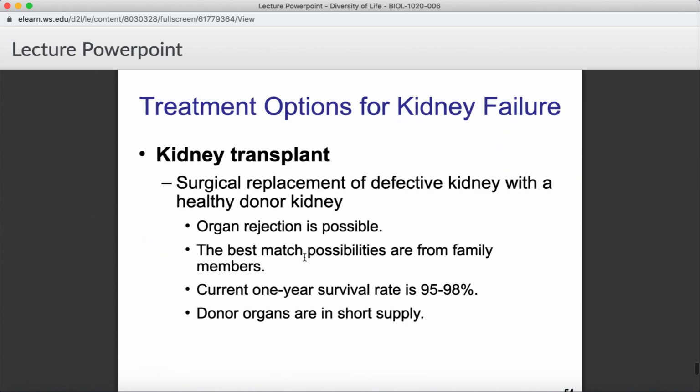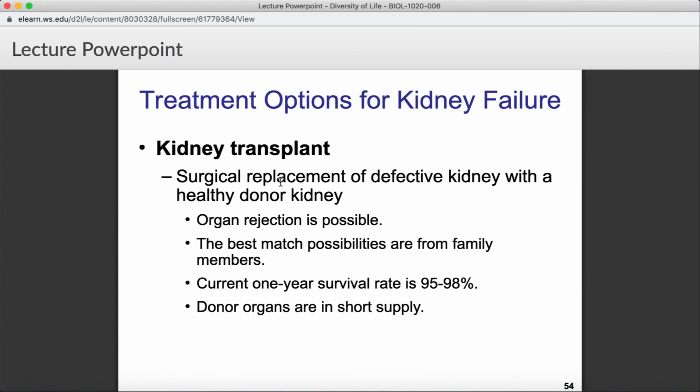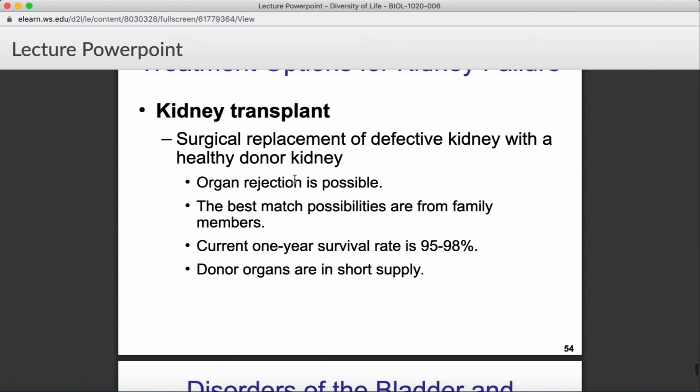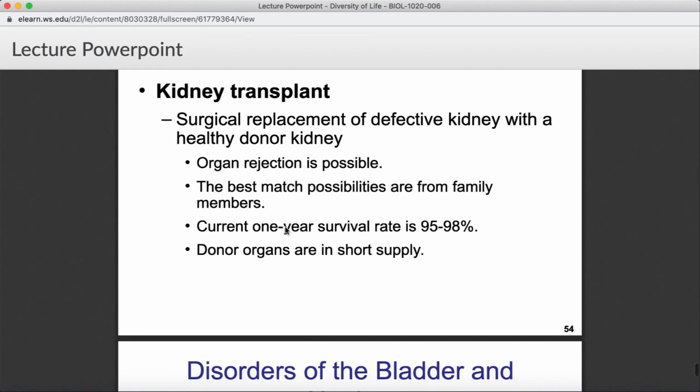Kidney transplant. You can surgically replace the defective kidney with a healthier donor, but organ rejection is always possible. Best possible matches are frequently from family members, but you have to be careful with that. Transplants from parent to child are not always the best option because you're guaranteed that half of their major histocompatibility complexes, MHC, are going to be incompatible. So a lot of times siblings work better than parents, but yeah, it's kind of a lottery.